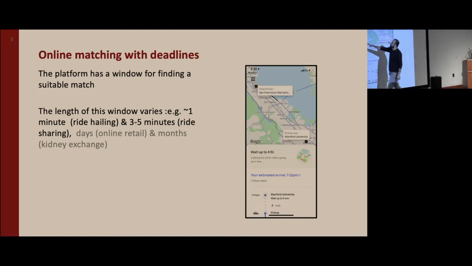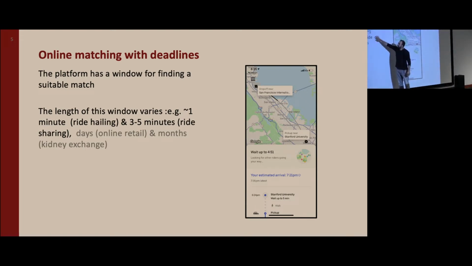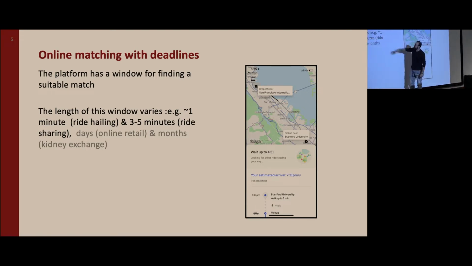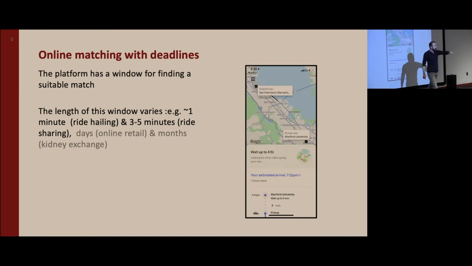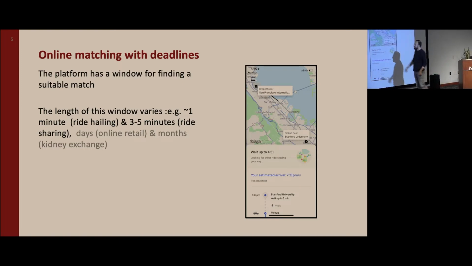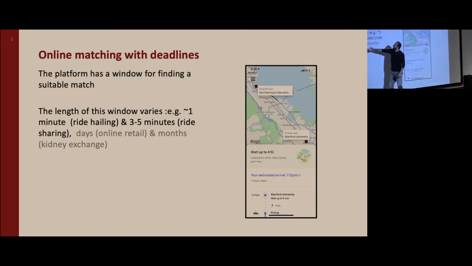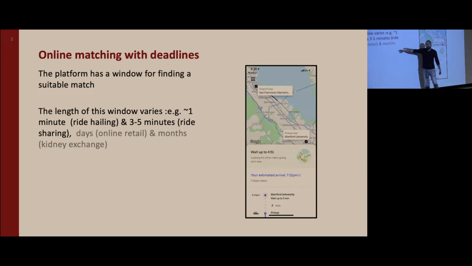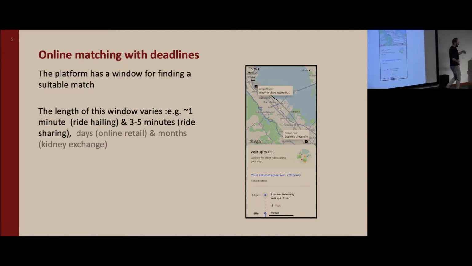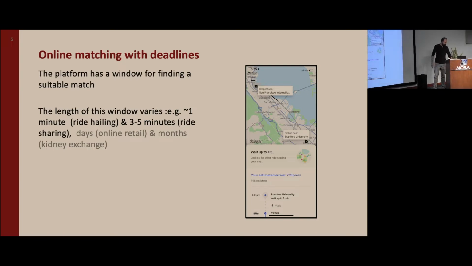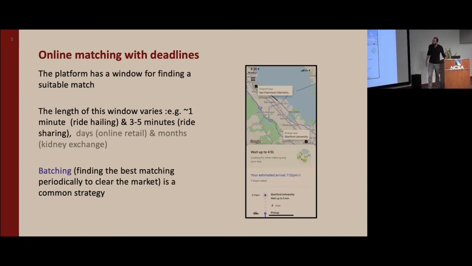Now, that's not restricted just to ride-sharing and ride-hailing. In online retail, from the moment you order something until it's matched to a truck that's going to deliver it to you, sometimes it's a couple of hours or maybe days. In the context of kidney exchange, it could be a few years between the time somebody needs a kidney until a matching takes place.